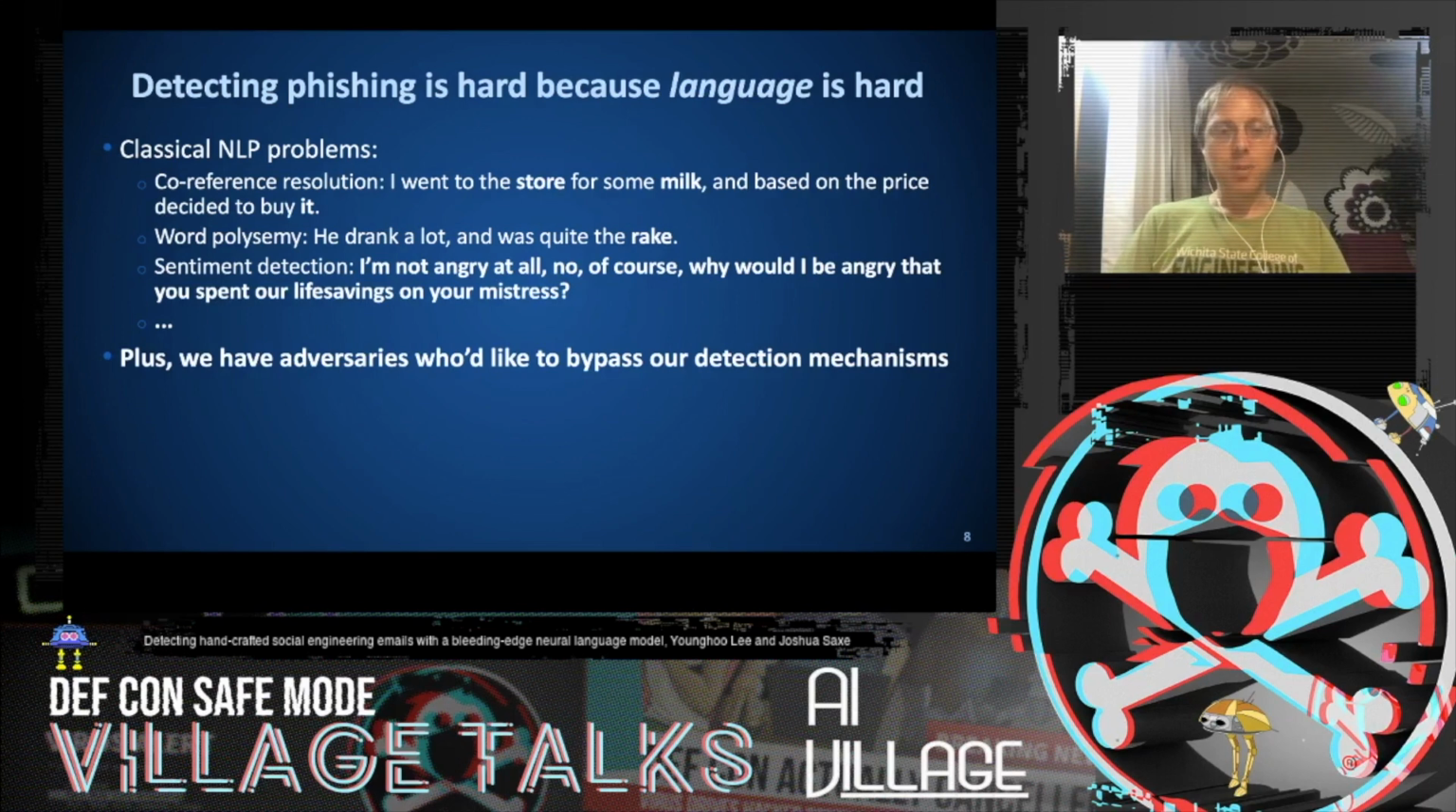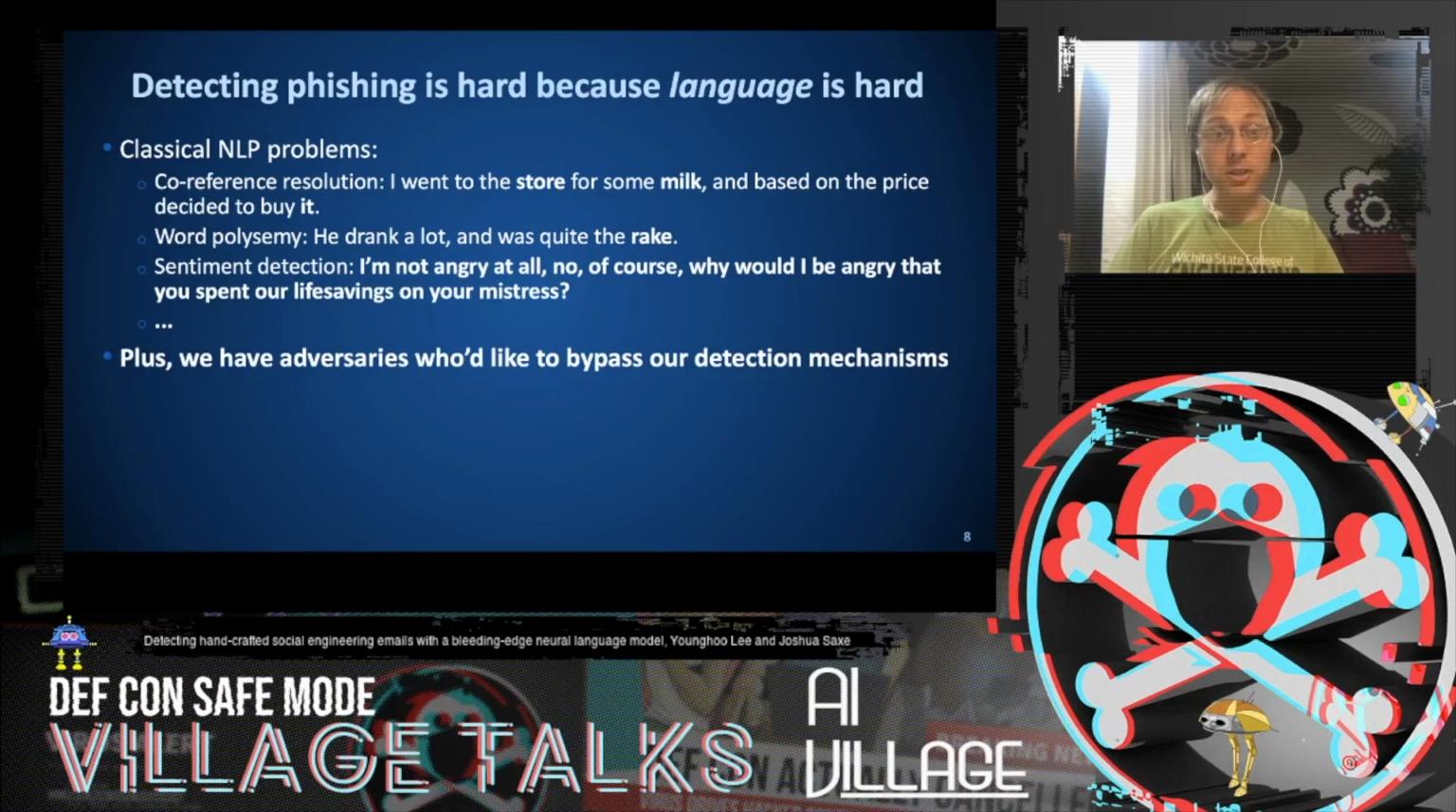Sentiment detection is another hard problem in natural language processing. So consider the sentence, I'm not angry at all. No, of course. Why would I be angry that you spent our life savings on your mistress? So clearly the speaker is angry here, and they're being sarcastic. Detecting that they're angry and sarcastic is not trivial and requires that we understand not only the syntactic structure of the sentence, but also the semantics of the sentence, and requires that we have the reflex that this person is probably angry if their interlocutor spent their life savings on their mistress. Okay, so to solve phishing means that we need algorithms that can make sense of language. Making sense of language is hard, as these three problems demonstrate.